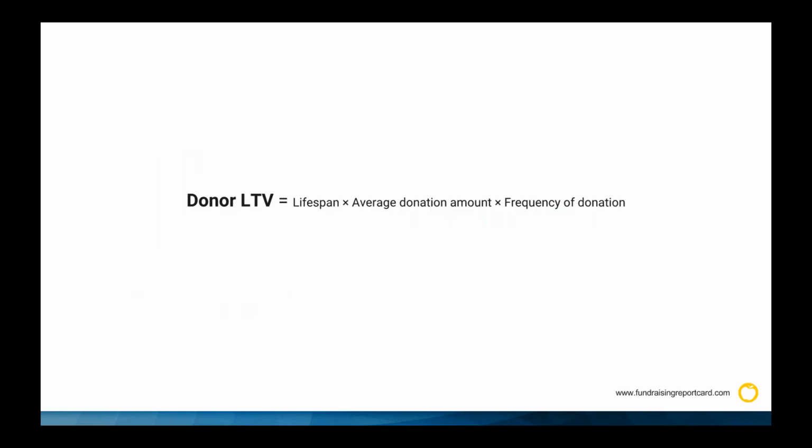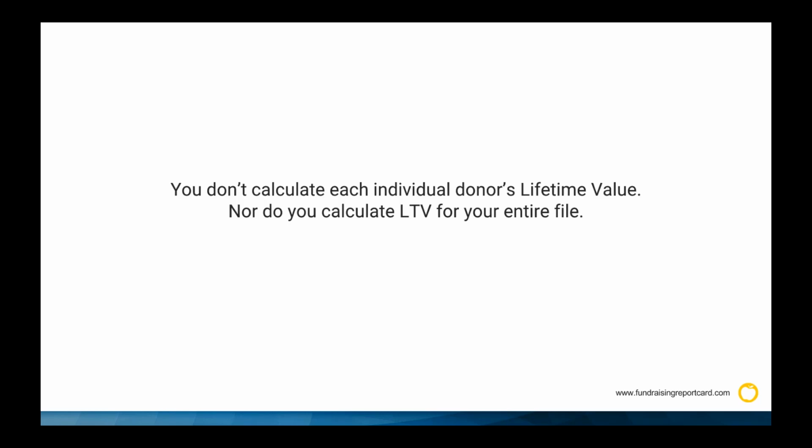But here's our equation. Our equation is going to be lifespan times donation amount times frequency, right? So the actual equation is very clean, very simple, but getting those inputs is quite difficult, a little bit complex. And here's what we touched on at the beginning when we chatted about LTV, which is you don't actually calculate each individual donor's lifetime value. We can't know that John Doe is going to be worth $10,000, right? We have no idea how much each individual donor is going to be worth to the organization.